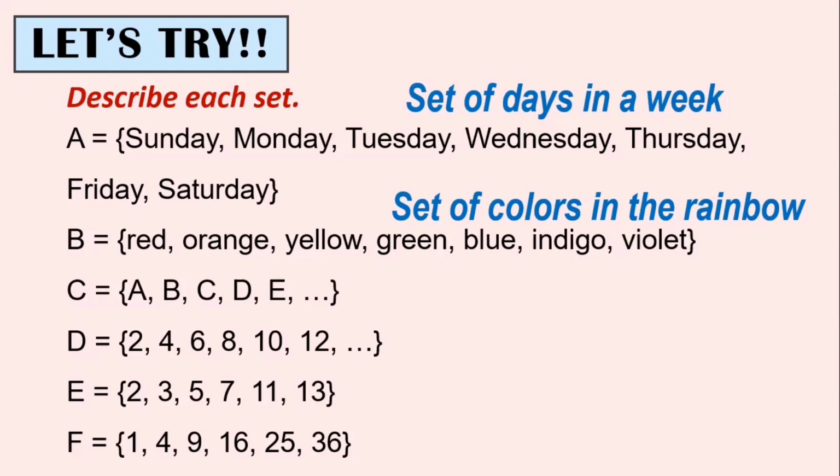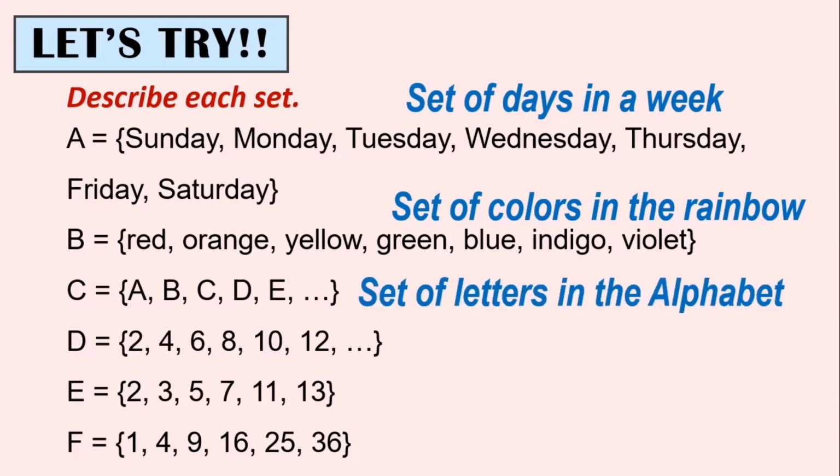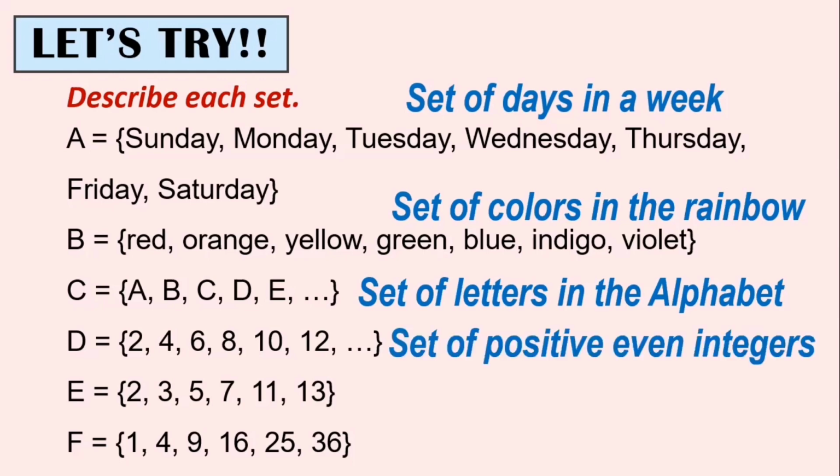Set C, A, B, C, D, E. So we can say that this is the set of letters in the alphabet. Set D, 2, 4, 6, 8, 10, 12. So from here, we can say that this is the set of positive even integers.